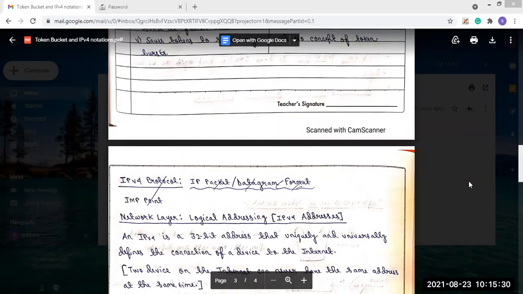Discussing IPv4. Now, IPv4 is the logical addressing, and IPv4 is a 32-bit address.